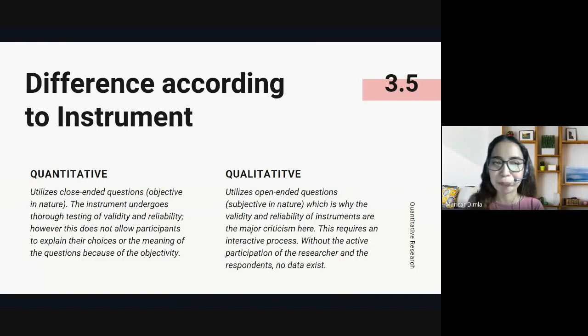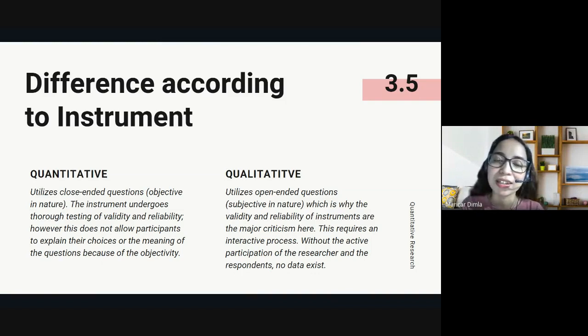Diba? Pwede ka pang mag-dig deeper. Bakit ganito yung sagot mo? Can you explain it further? Pwede mag-follow up. Kaya siya subjective in nature. Kaya ang sarap gumawa ng qualitative study, kasi you'll be immersing yourself. Makikipag-usap ka talaga sa mga respondents mo.